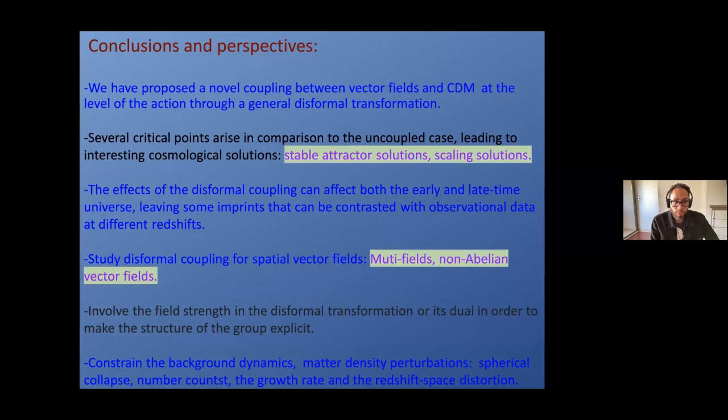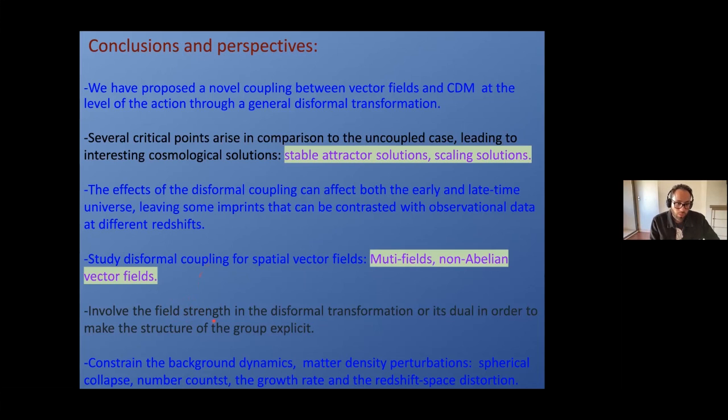the model parameters, right? So as a perspective of this work, it will be nice to perform some deformal transformation, but also involving a spatial vector field, not just the temporal one, which is very, very trivial. And you can assume, for instance, multi-fields or non-Abelian vector fields in your deformal transformation and try to do the same. Okay, for instance, you can also put in the dependence of the conformal and deformal function on the field strength. So in that way, you can make explicit the structure of your group. Okay, it will be very nice also to do that.